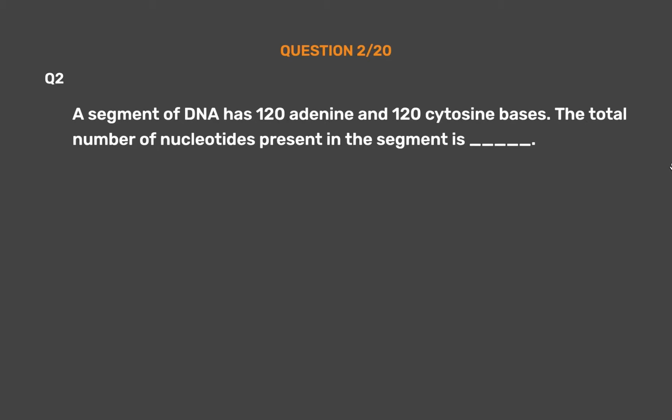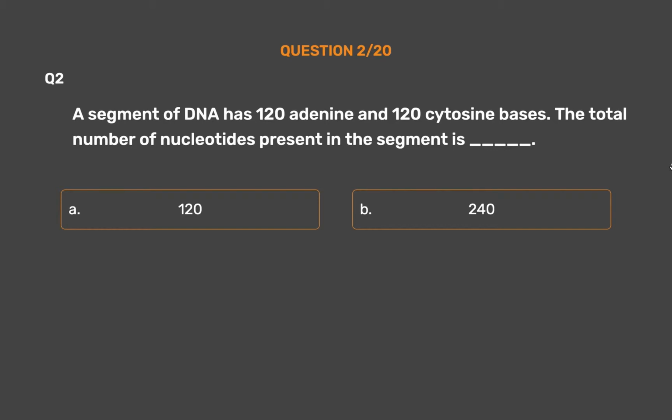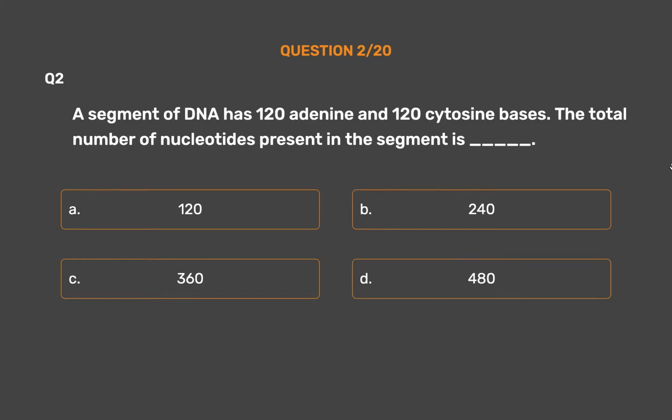Question number 2. A segment of DNA has 120 adenine and 120 cytosine bases. The total number of nucleotides present in the segment is _. Option A. 120. Option B. 240. Option C. 360. Option D. 480.